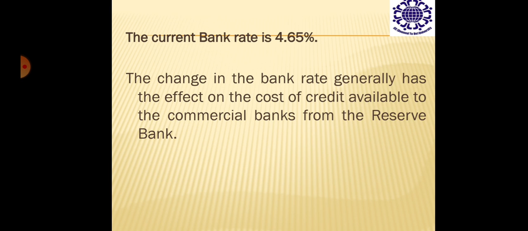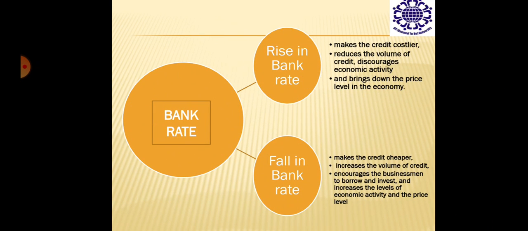The change in the bank rate generally has the effect on the cost of credit available to the commercial banks from Reserve Bank. If the bank rate is increased, the lending rate to the borrower increases, due to which the level of borrowings of bank is reduced. In effect, the increased bank rate results in contraction of bank credit. Therefore, where the central bank of a country increases the bank rate, all other rates of interest also increase. This policy of raising the bank rate is called the policy of dear money.